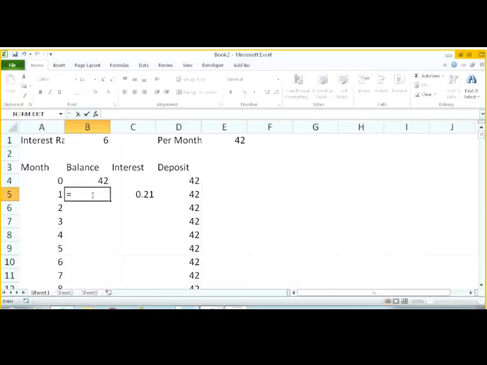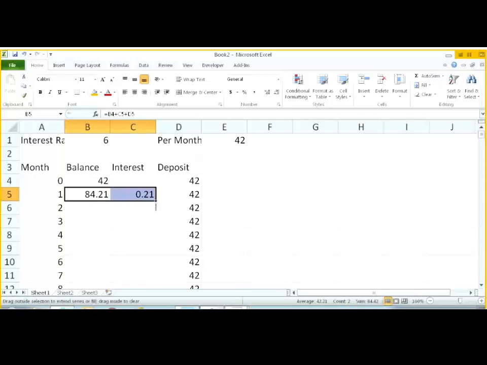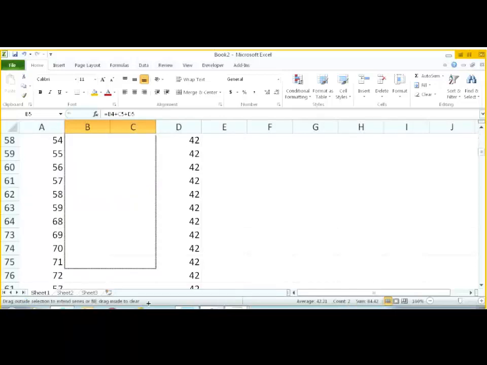So the end of the first month, my new balance is my old balance plus my interest, plus the amount that I stick in there the next month. So I add those three numbers together, the previous balance, the interest for the month, and the new deposit, and I get $84.21. Now I should be able to copy these formulas all the way down, and it should work.